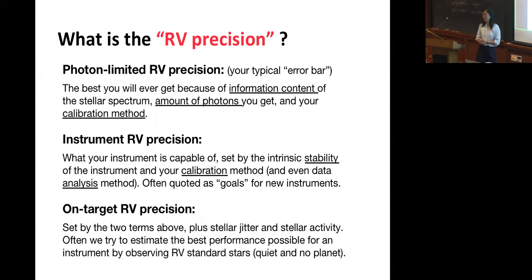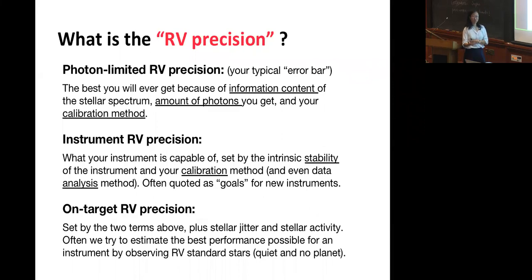This is what we really care about, and this is what quantifies our ability of detecting planets, digging those little signals out of those vast velocity Doppler shifts. This is naturally set by the two terms above, a combination of both, added in quadrature, plus stellar jitter and stellar activity, which is really the elephant in the room for the field of radial velocity today. And there will be talks and lectures focusing on this later today.